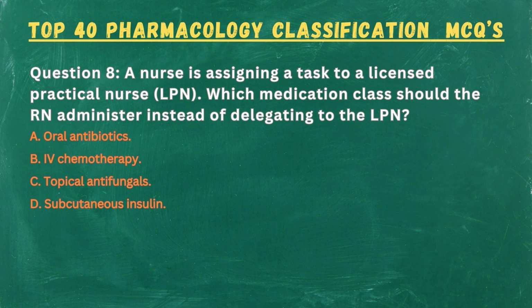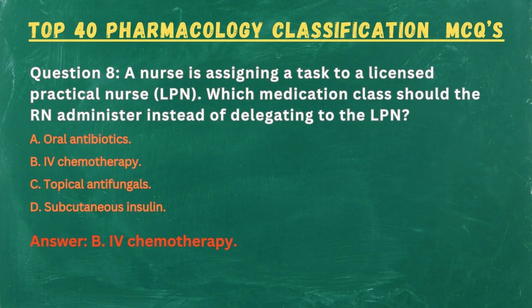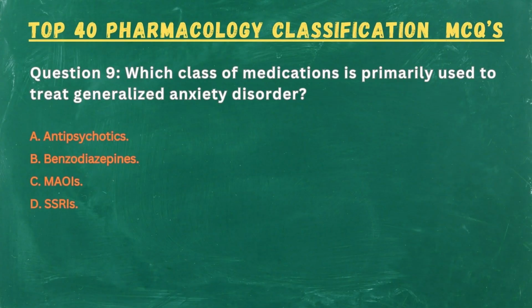Question 8. A nurse is assigning a task to a licensed practical nurse, LPN. Which medication class should the RN administer instead of delegating to the LPN? A. Oral antibiotics. B. Chemotherapy. C. Topical antifungals. D. Subcutaneous insulin. Answer: B. Chemotherapy.